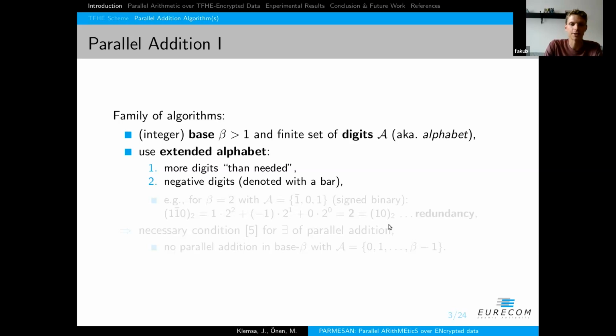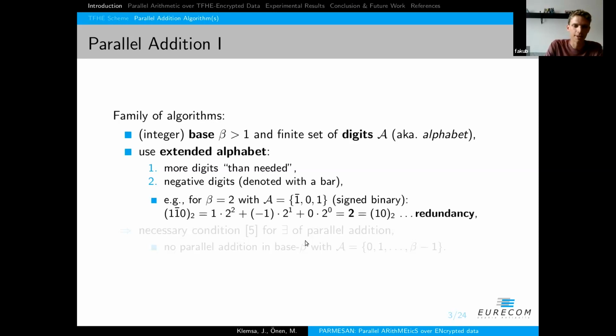There's a special thing about these alphabets. This alphabet, compared to the standard alphabet, is a bit extended. There are more digits than needed for the representation of an integer. And there are also negative digits. These digits are denoted with a bar, and now I show an example. So, for example, for beta equals 2, with the alphabet containing -1, here's the small bar, this means -1, 0, and 1. This is also known as signed binary, which will appear later as well.